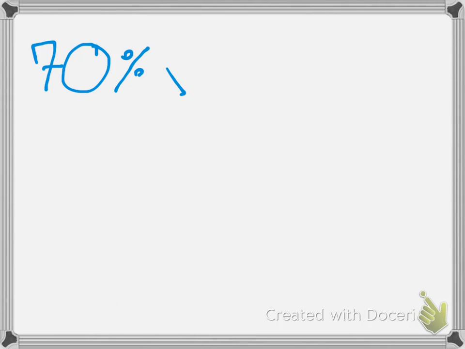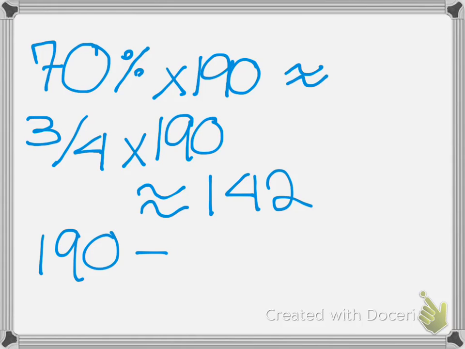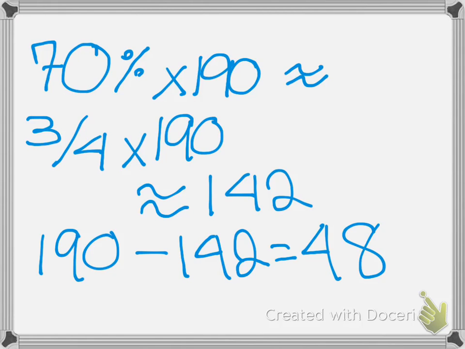The second problem, you're going to have to do 70% times 190, which is approximately 3/4 times 190. Then you get around 142. Then you have to subtract 142 from 190 where you started, and that equals 48.